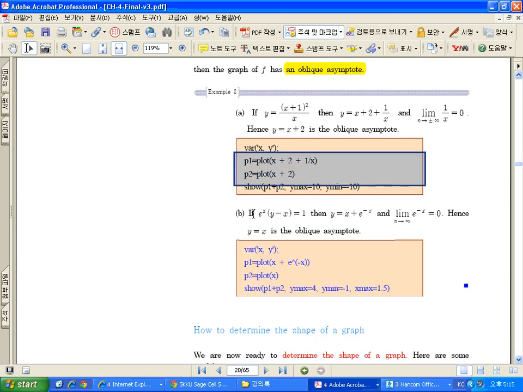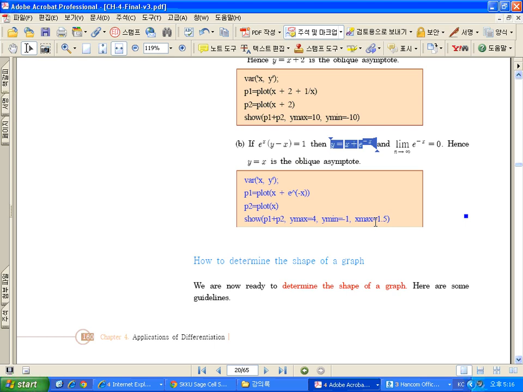If we have this function, then if this goes to this approach, you know, e to the minus x, the shape of the graph of e to the minus x, then you can easily find the oblique asymptotic line from a function that includes those known graphs.